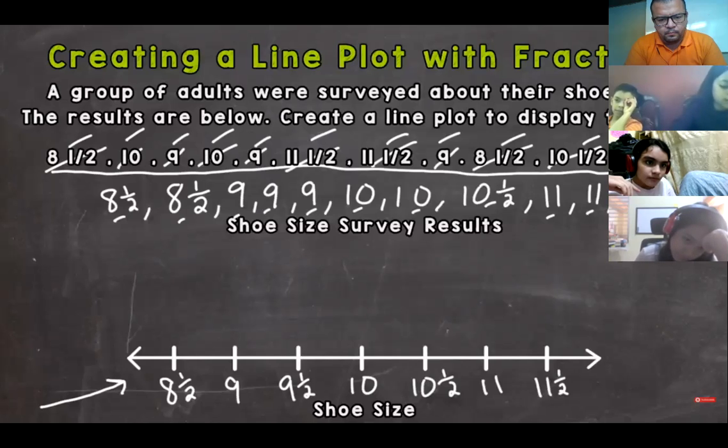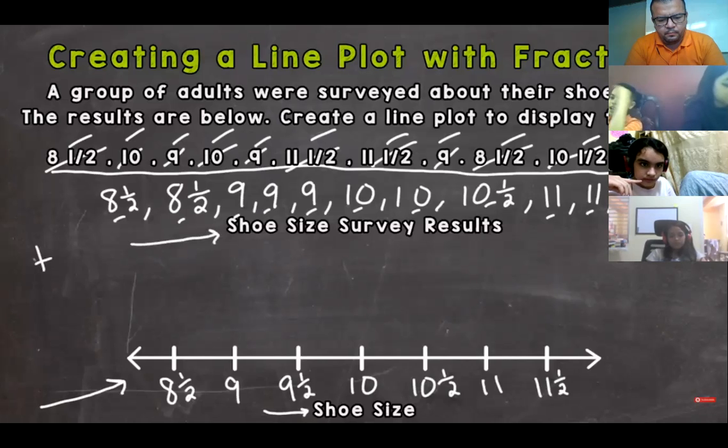So now we are ready to create our line plot. And before we start that, I just want to mention down here I have a label. It says shoe size. That's my label for what my numbers mean on my number line. And then up here I have the title of my line plot.